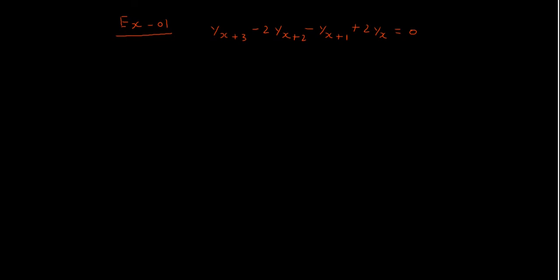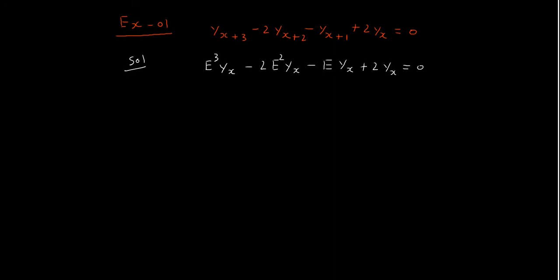This one is already a homogeneous equation, so there is no need to write a corresponding homogeneous equation. If we write this in terms of the shift operator, it can be written as E cubed y(x) minus 2E squared y(x) minus E y(x) plus 2 y(x) equals 0.